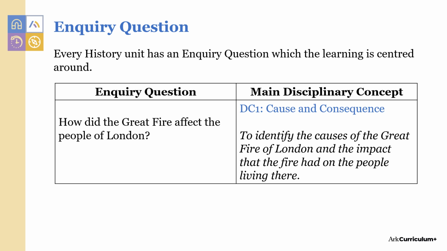Every history unit finishes with an inquiry question, and all lessons lead towards this question. The inquiry question for Unit 1 is, how did the Great Fire affect the people of London? And the main disciplinary concept is cause and consequence, to identify the causes of the Great Fire of London and the impact the fire had on the people living there.